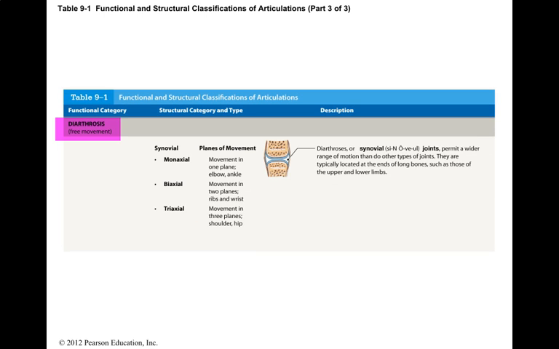A diarthrosis, or a synarthrosis, is a freely movable joint. The diarthroses are subdivided by the movement that each joint allows. Diarthroses are usually located at the ends of long bones in the limbs. A monaxial synovial joint allows for movement in only one plane, like at the elbow and the ankle. A biaxial synovial joint allows movement in two planes, like the wrists and the ribs. And a triaxial joint allows movement in three planes, like the shoulder and the hip.